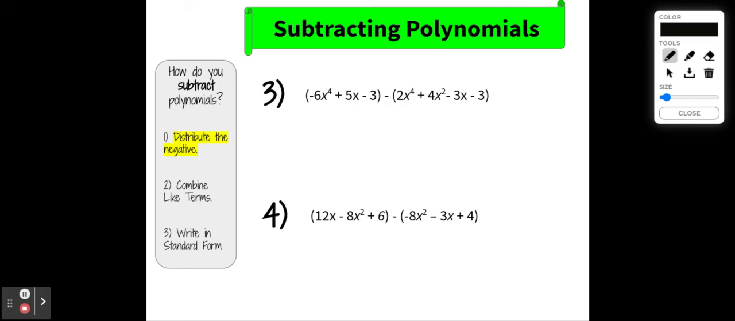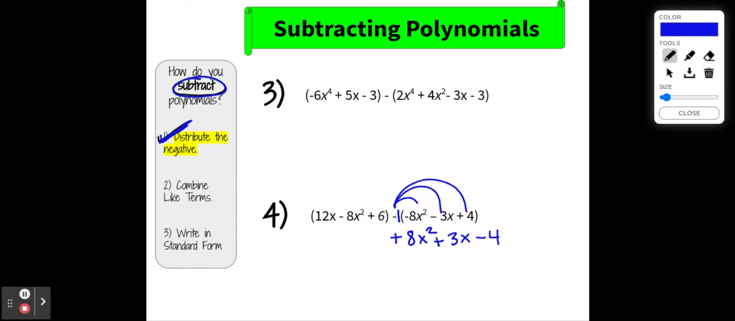Okay, same thing as we did before. We want to be sure that when we're subtracting, we are distributing the negative. So right here, there's your negative 1. Let's distribute this. So negative 1 times negative 8 would be positive 8x to the second power. Negative 1 times negative 3x is going to be positive 3x. And negative 1 times 4 is minus 4.